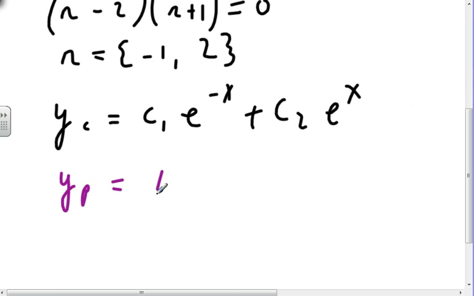We have some particular solution y sub p, and I have something with an x in it, so that means I have a constant a and I have a bx. So that is the forcing function and all of its possible derivatives represented by that.